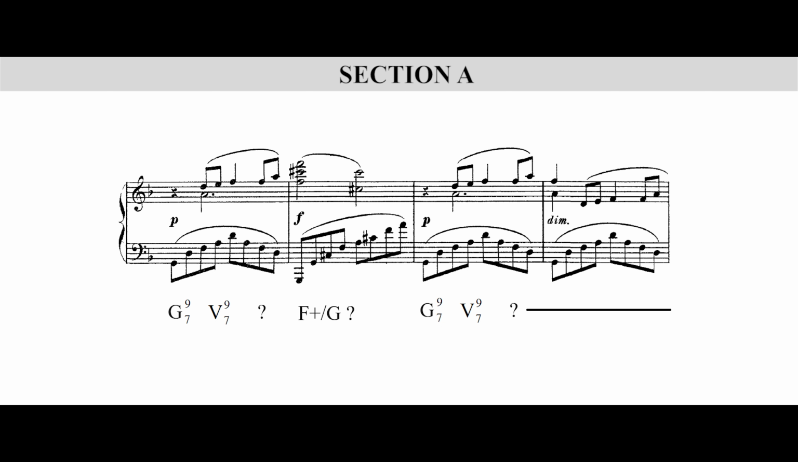We now see that G stays in the bass and C sharp moves to D. F and A stay as they are. We now have a dominant 9th chord, but without the leading tone B natural. We move away from the key of B flat major.